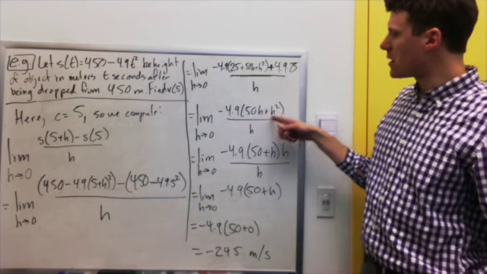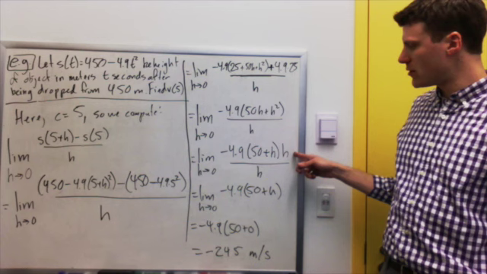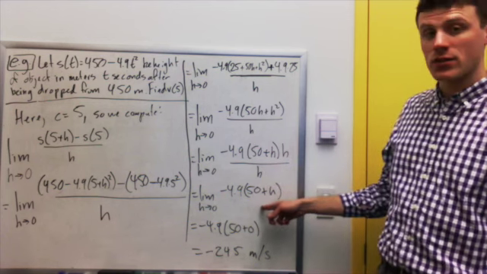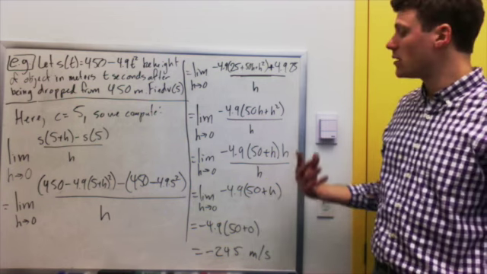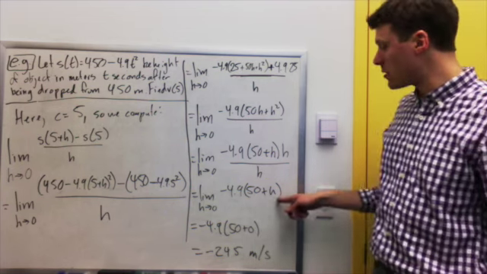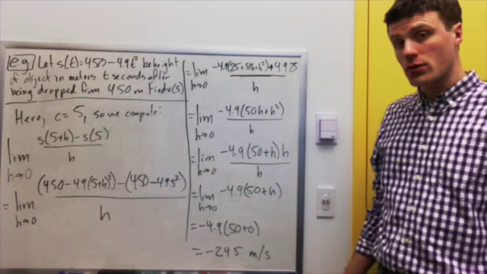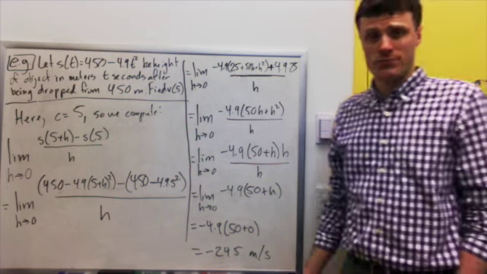Now I see that I've got a common factor of h that I can pull out. So I pull out the h upstairs, and that can cancel with the h downstairs, leaving me with the limit as h goes to 0 of negative 4.9 times (50 plus h). Now I can just plug in h equal to 0, which gives me negative 4.9 times 50, or negative 245 meters per second. I assume that's fast.